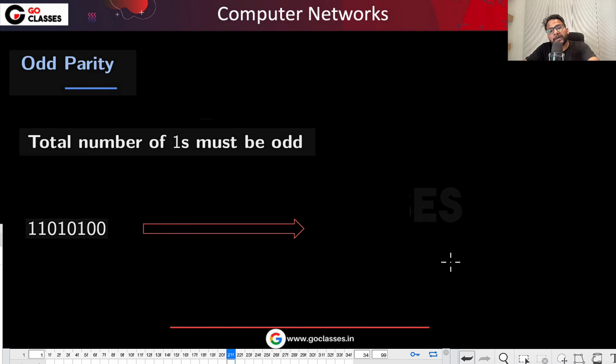Now if it is odd parity, then the number of ones should be odd. If you take the same data, currently the number of ones is even, so you will add 1. For odd parity you will add 1. That's all. Very, very simple. How does it help us to detect the error? I will let you know. But currently I hope the even parity and odd parity things are clear, that is what we do. Why we do it, I will just tell you.